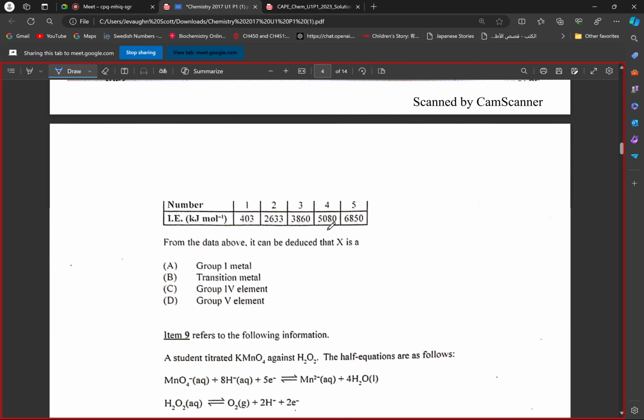Oh, look, a beautiful question, right? So the argument for this question: people have been saying transition metals would be the most suitable answer here, right? And I've also seen arguments that supported the fact that this may be a group one metal, right? So let's hear it now. A.